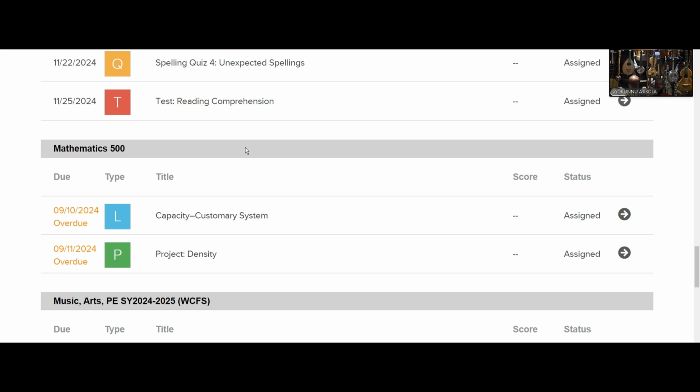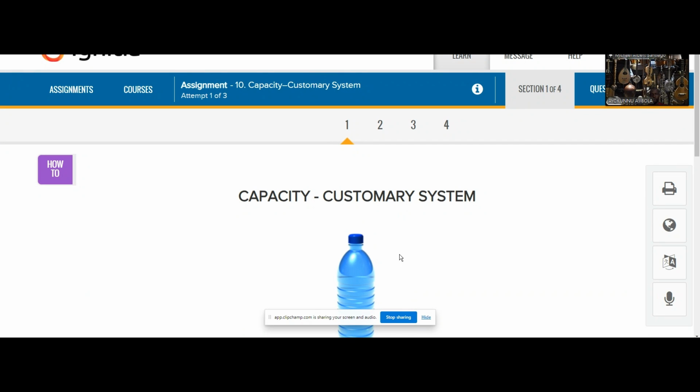So what's your score for this? 100%. Yeah. So very quickly, let's see what's the next thing on the assignment page. I think this is about capacity, okay? So the next one is capacity, talking about the customary system.